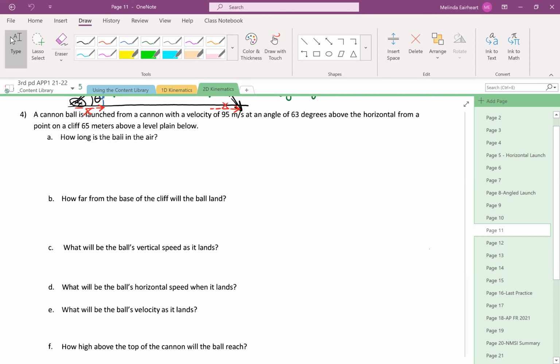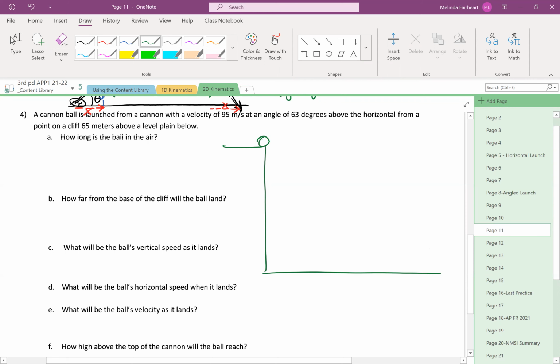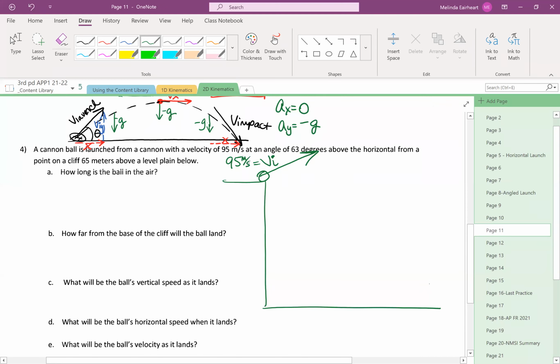So I'm going to start drawing our picture here. And now I don't care about the cannon. It's not a projectile and we're not looking at forces yet. And so really I'm just caring about the cannonball. What are we going to do with the cannonball? We're going to launch it horizontally. Not today. We're going to launch it at an angle. And so this initial velocity, which they do tell us is 95 meters per second, it's at an angle with the horizontal.